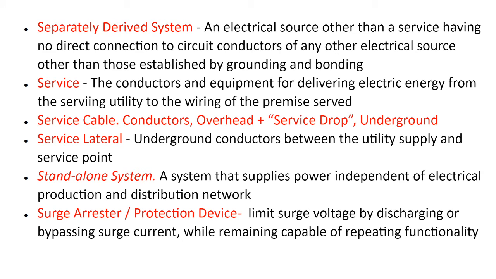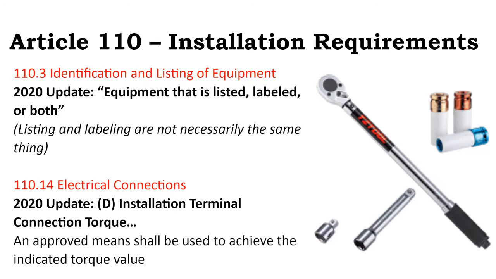Separately derived, basically, islanded systems are separately derived. There's the service cable, the power coming into the building, the service cable drop, underground or overhead, where it comes into the building. We talked about standalone systems, which are now called islanded systems. Then we've got surge arrestor protective devices. Let's just keep getting out of this and on into code.